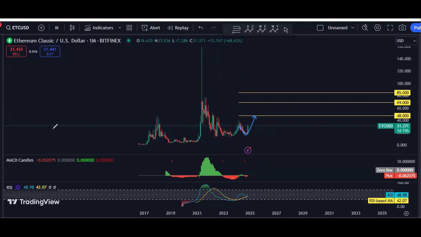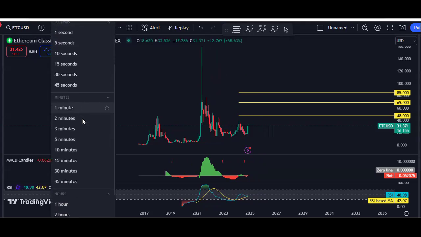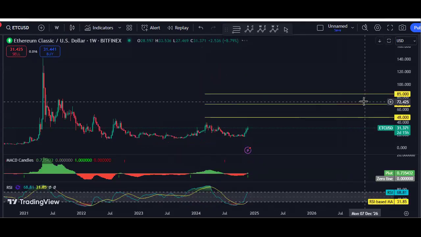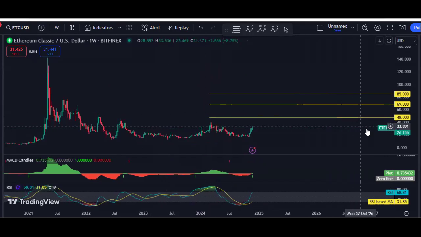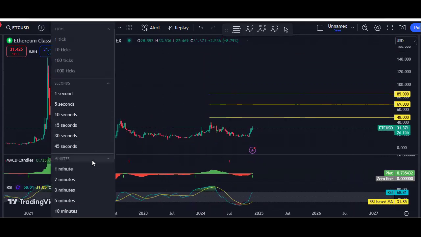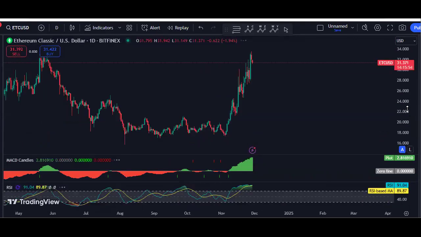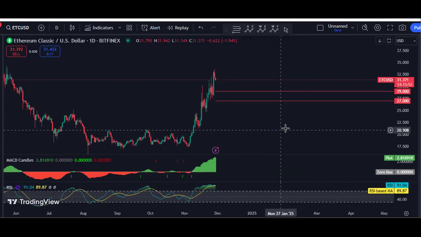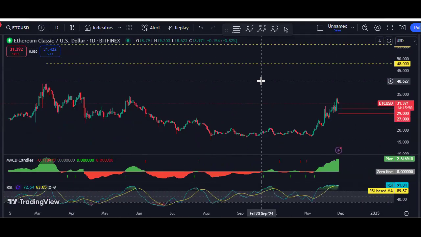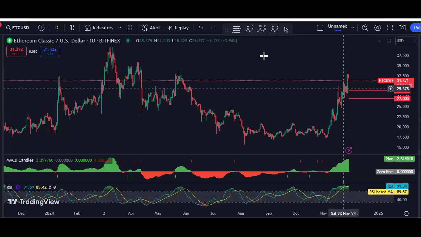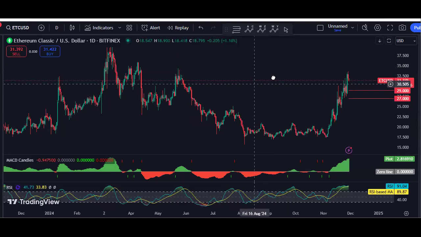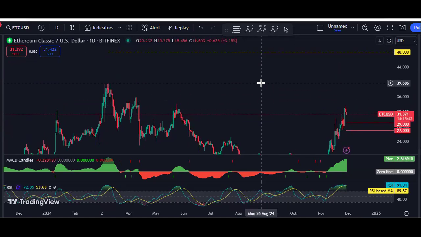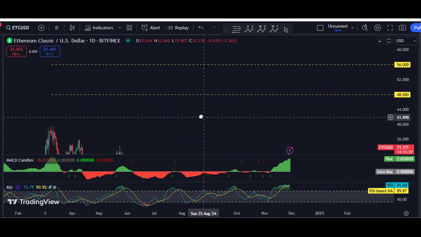We have to see the breakout of any of these levels as a resistance. Even then we can look at the targets. And if we move to the weekly chart, similar explanation, we don't see anything new. And if we move to the daily chart, all right. Based on the daily chart, first, we have to see the breakout of the previous top, followed by 39. Okay, then we can look at the targets as we mentioned based on the higher time frame.